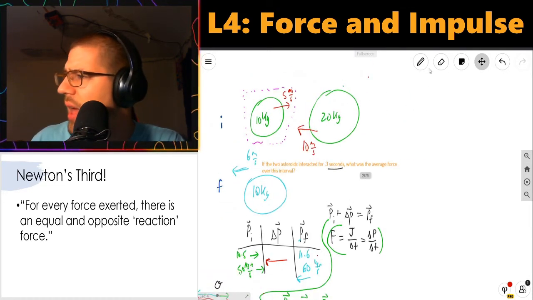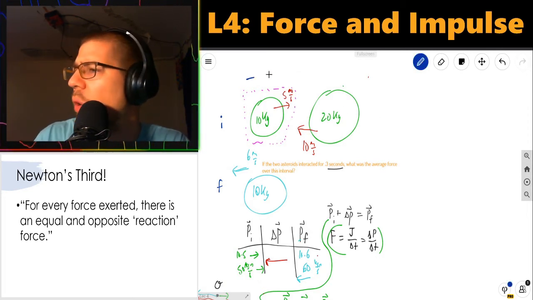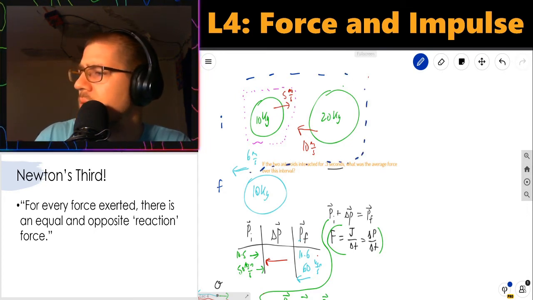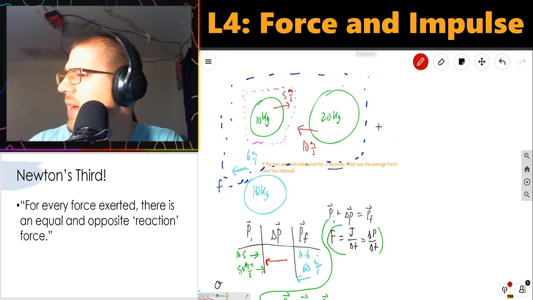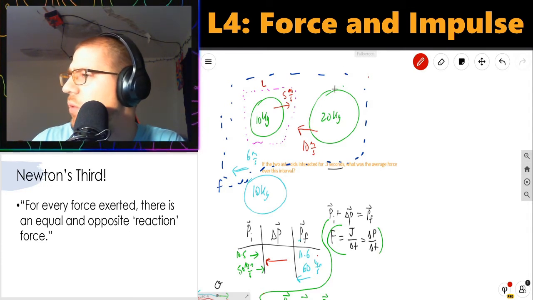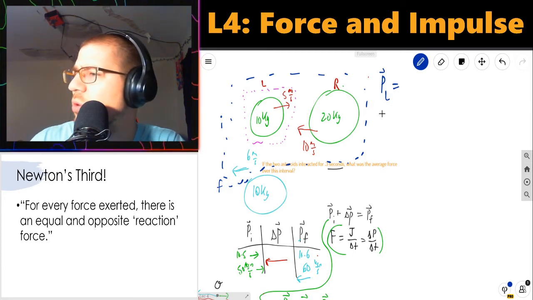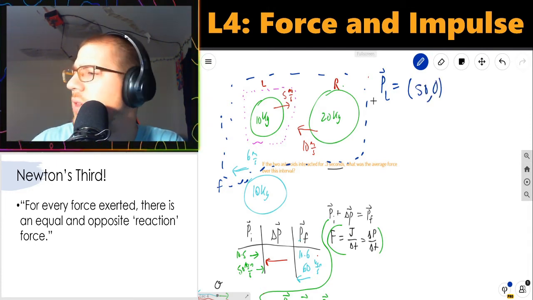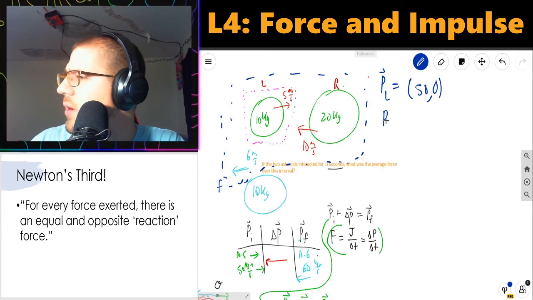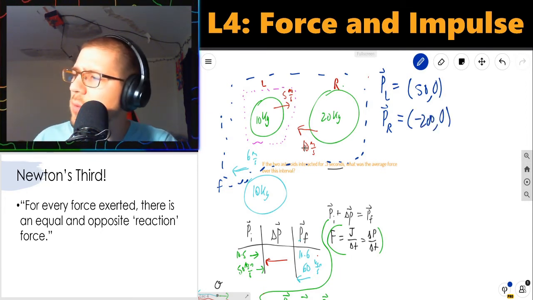So check it out. The initial total momentum of my system, so let's now consider the whole thing to be my system. The initial total momentum is what? Well, I'm going to call this one left and this one right. The momentum of my left asteroid is 10 times 5. That's in the x direction. So 50, 0. There's nothing vertical here. And the momentum of the right asteroid, initially, is 20 times 10 makes 200. Negative 200, 0. Negative because it's moving to the left toward decreasing x.